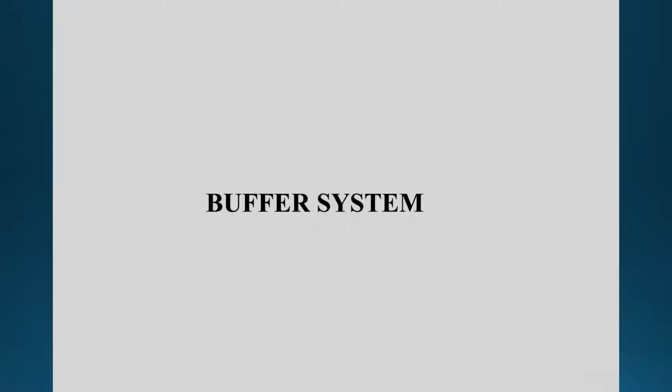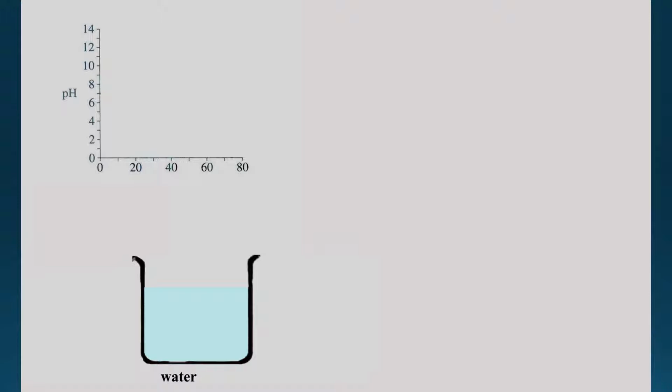Buffer system. Now, I'm going to show an example. In a bucket of pure water, I'm going to plot a pH graph. What should the pH graph show in pure water? pH 7. Okay.